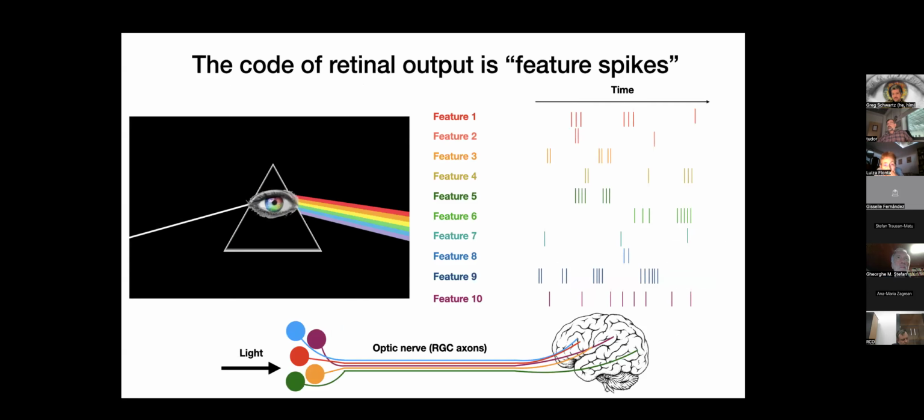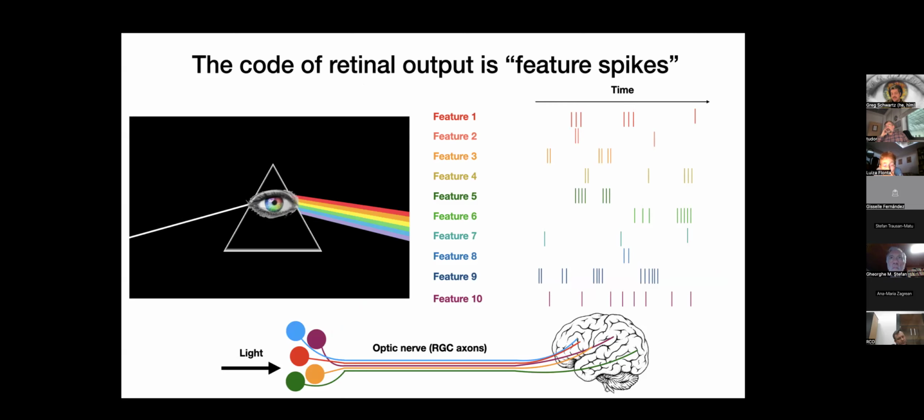So let me draw it another way. The optic nerve has all these different colors because there are 40 different ganglion cell types. And at any moment, spikes are going down the optic nerve. Let's talk about the meaning of those spikes.